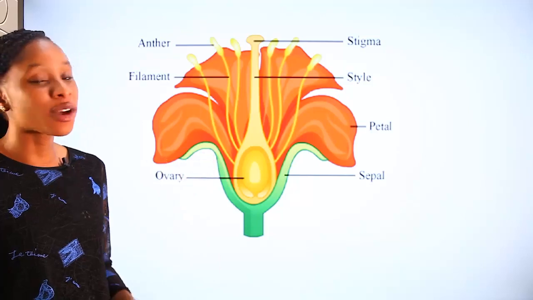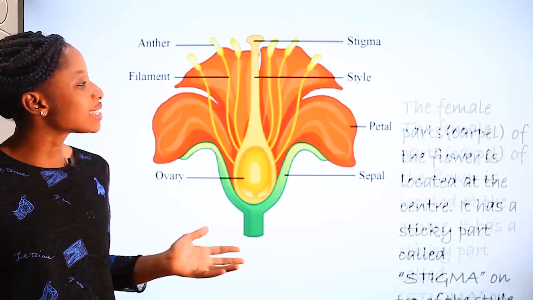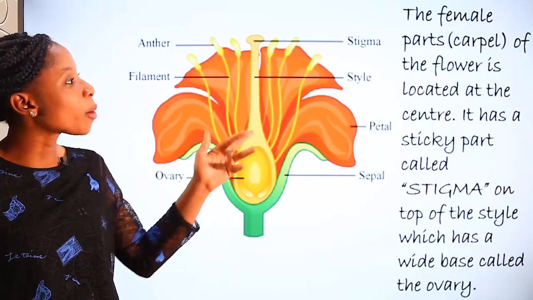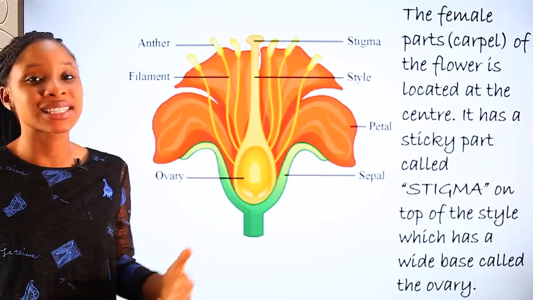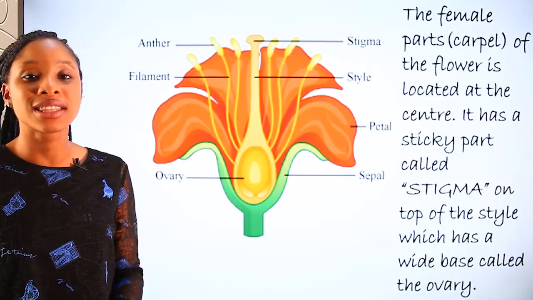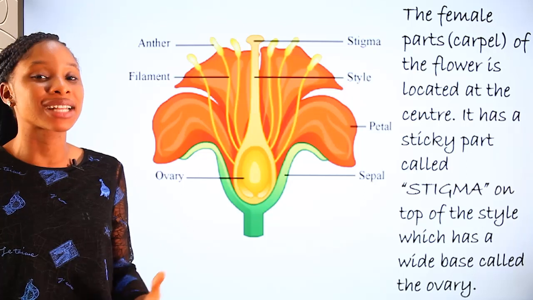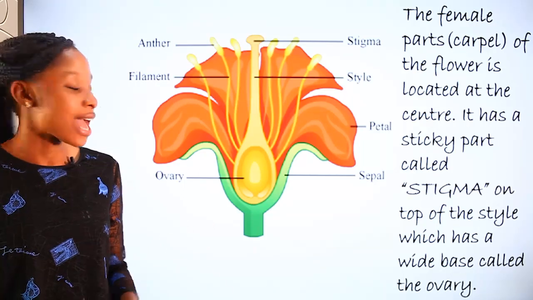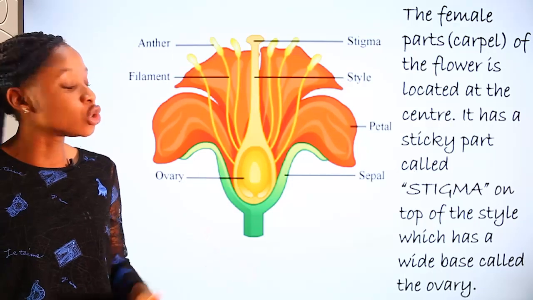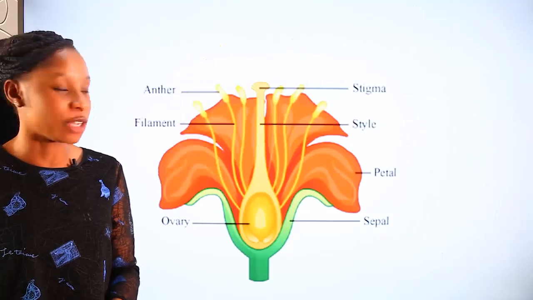Now, the female reproductive part of a flower is located at the center. It is held up by a style, and at the end is a sticky top called the stigma. Now, the stigma attracts the pollen grains, and below is a wide base known as the ovary.